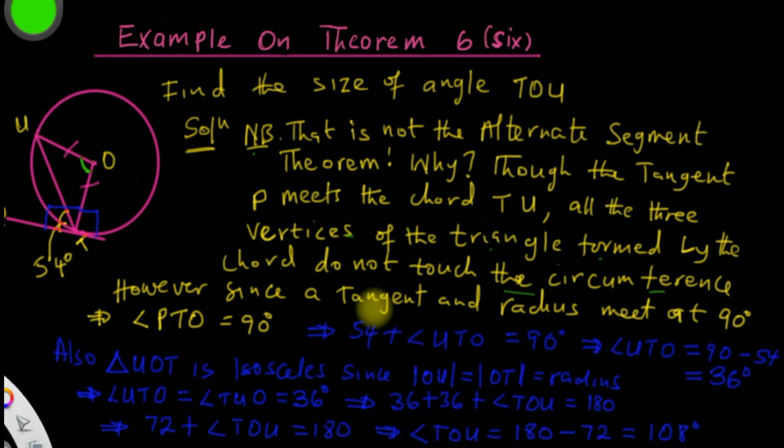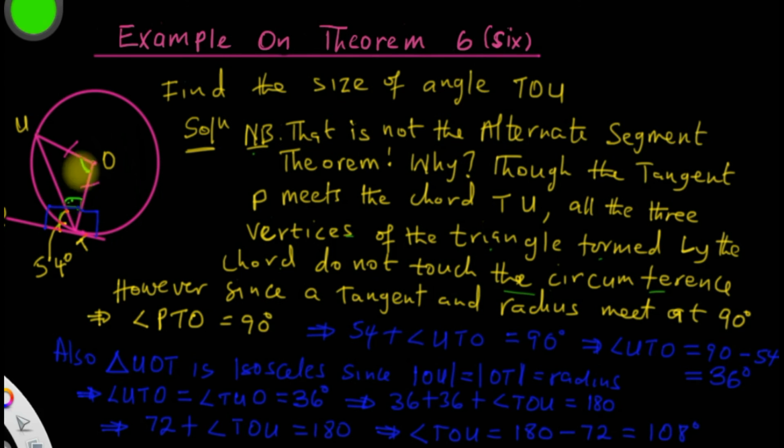However, since a tangent and radius meet at right angle, angle PTO is equal to 90 degrees. This is the radius, and this is the tangent, so the radius and the tangent meet at right angle. So angle TPO is 90, and this angle PTO is also 90 degrees. From here to here, this whole angle is 90, and this angle is given as 54. So we have to find this angle.